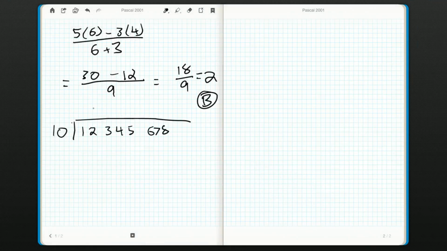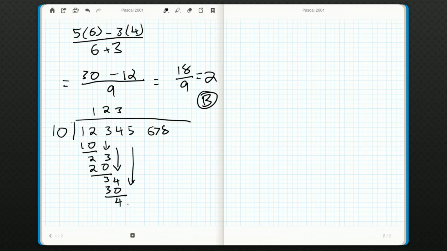So 10 goes into 12 one time. Get that. 10 goes into 23 two times. This isn't exactly glamorous or spectacular, but if you really didn't know what you were doing, a long division, that's the easiest way to pop out a remainder. We bring the 5 down. 10 goes into 45 4 times. 4 times 10, we get a 40 here. We leave 5. Bring down the 6, and we'll continue over here.